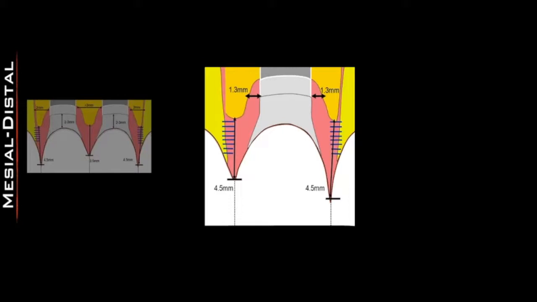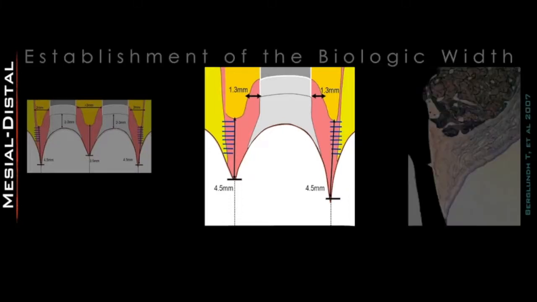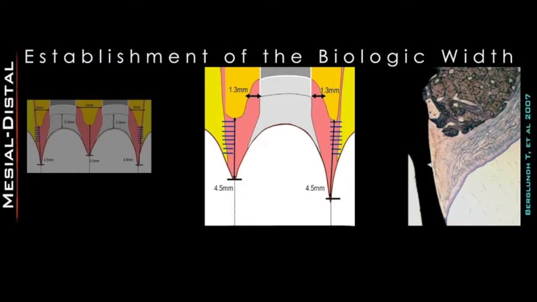The next dimension is going to be the mesiodistal dimension. If you read all the literature from Smiler and Tarnow and so on, we know that in order to be able to replicate a papilla, we need to have enough distance from the shoulder of the implant to the adjacent teeth. Why? Because there's going to be an establishment of the biologic width that's going to happen 360 degrees around that implant. Even with platform switching, we need to maintain a certain distance from the shoulder of the implant to the teeth. Why? Because we're going to have about 1.3 millimeters of bone loss for the establishment of that biologic width.